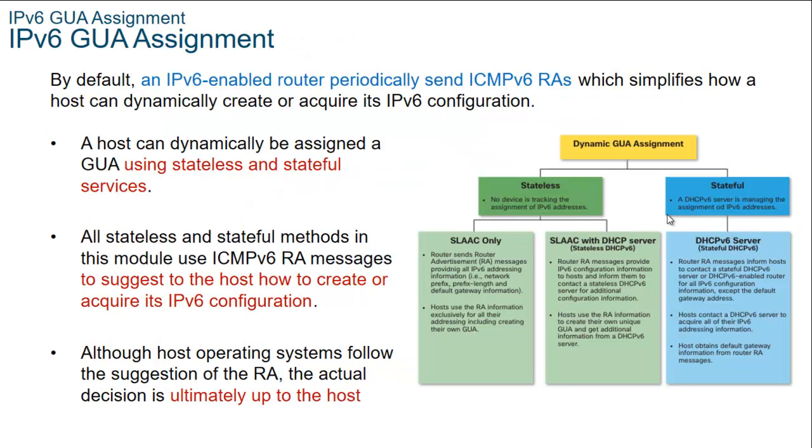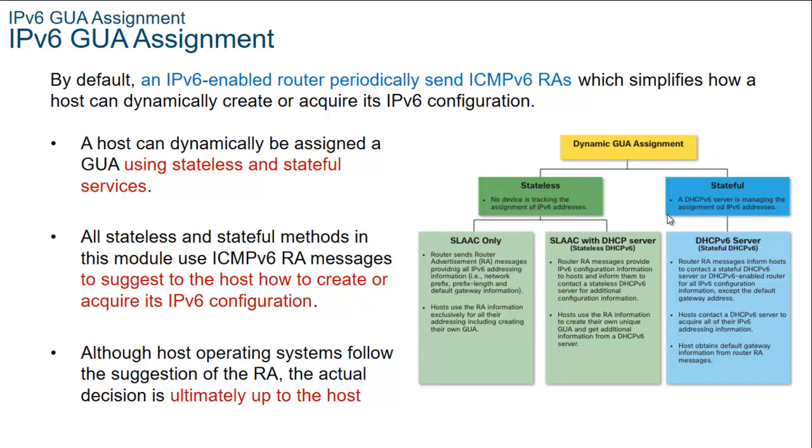By default, an IPv6 enabled router periodically sends the ICMPv6 router advertisements, which simplifies how a host can dynamically create or acquire its IPv6 configuration. A host can dynamically be assigned a GUA using stateless or stateful services. All the stateless and stateful methods in this module use the ICMPv6 router advertisement messages to suggest to the host how to create or acquire its IPv6 configuration. Although host operating systems follow the suggestions of the RA, the actual decision is ultimately up to the host.